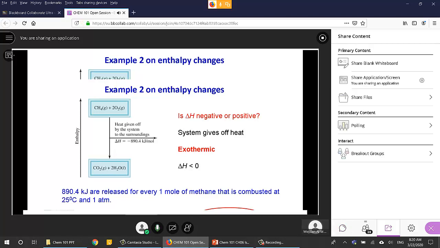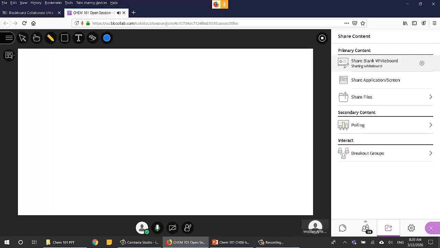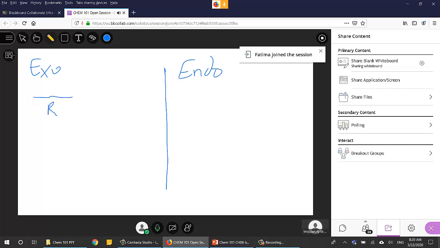So guys, I just want to tell you something here, that we have exothermic and we have endothermic. So in exothermic, you have reactants here and products here. So the reactants are higher in enthalpy than the products. In endothermic, it's the other way.